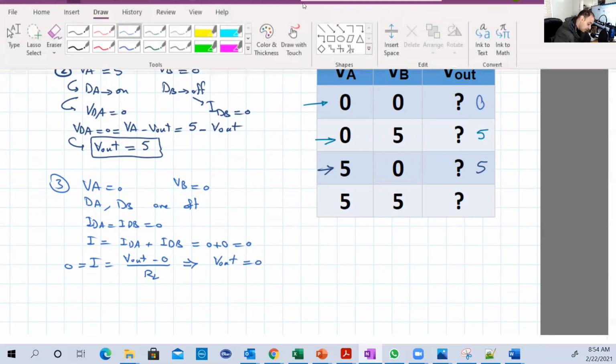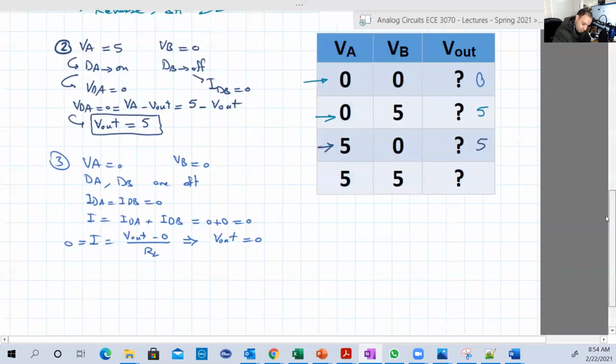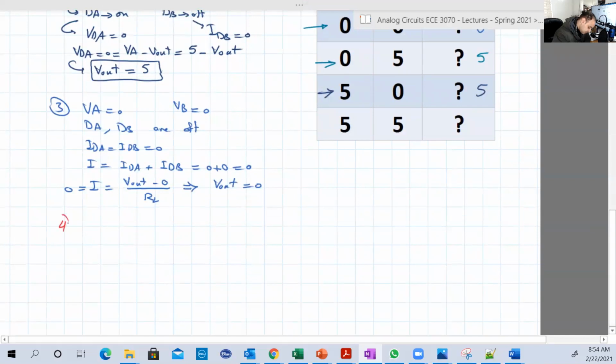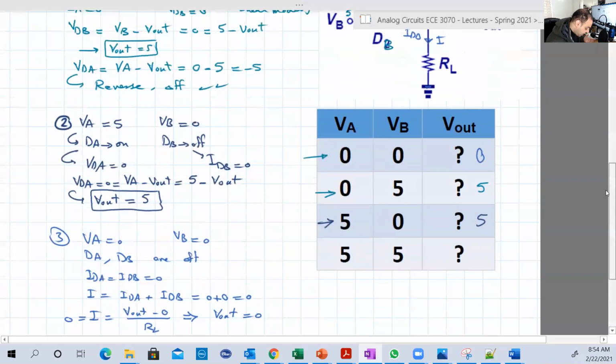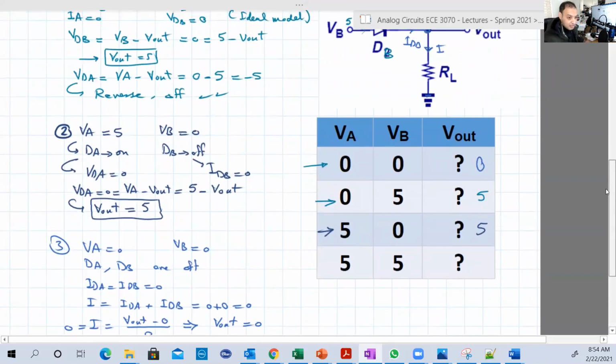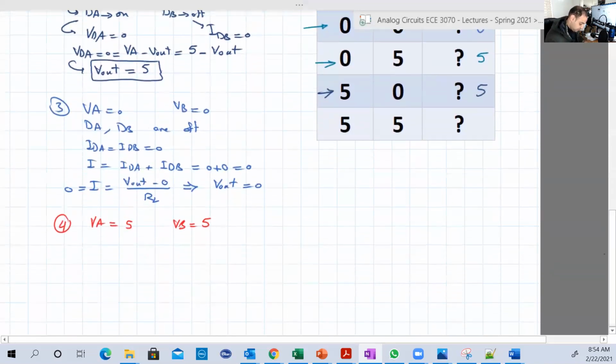Finally, let's do the last with red, for example. VA equal to 5, VB equal to 5. So we notice that when any input is 5, the corresponding diode will be on. So here DA and DB are on. Okay. So VDA equal to 0. Again, this is a constant voltage model.